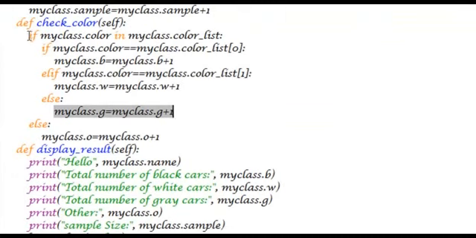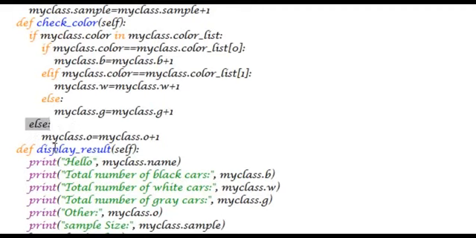And if the color was not found in the list, so if this if statement evaluated to false, then we have a corresponding else block for this if statement, and in this else block we have updated the variable o, right? And we've done this because if it's not black, if it's not white, if it's not gray, then it has to be some other color. That's why we updated others, right?